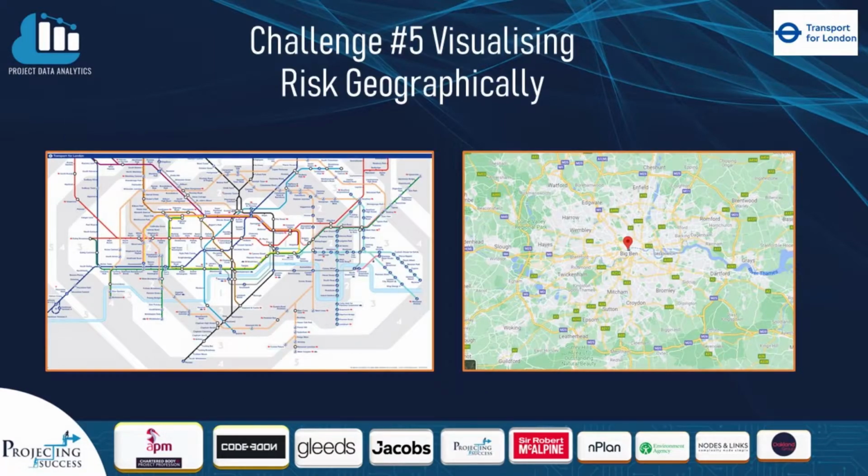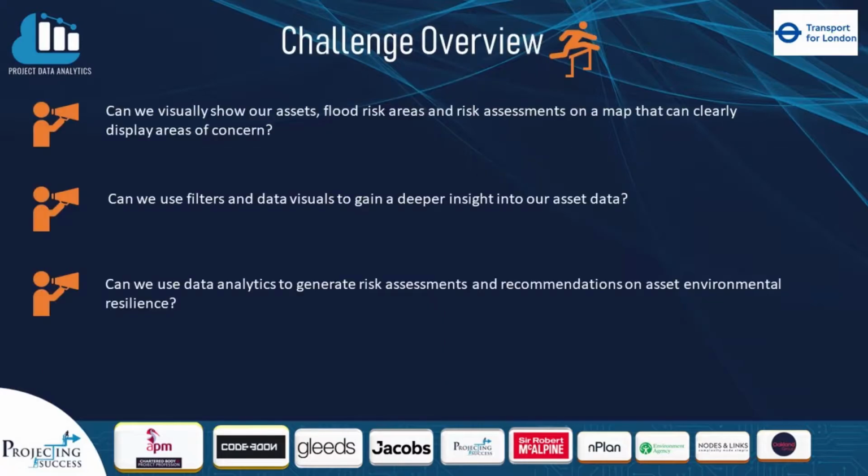Challenge 5 was given by TfL, who manage a significant amount of assets throughout London. We were tasked with visualising the risk that flooding presented to these assets geographically on a map to clearly display areas of concern. The challenge was to use filters and data visuals to gain a deeper insight into the asset data provided, as well as using data analytics to generate risk assessments and recommendations on the environmental resilience of assets.